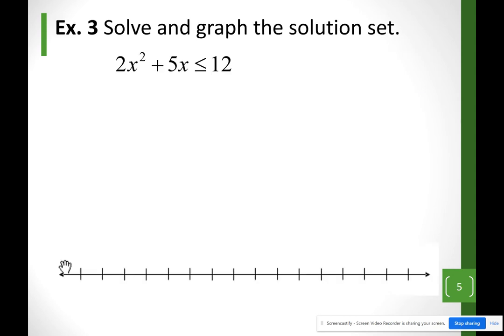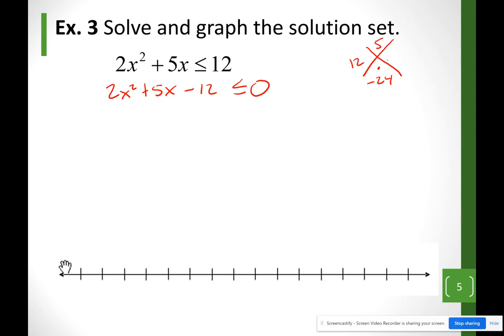Now let's take a look at this one. I'm just going to factor this. I must have the right side equal to 0. So let me rewrite this as 2x squared plus 5x minus 12 is less than or equal to 0. I'm going to factor this. Remember, we need two numbers that multiply to negative 24 and added equal 5.